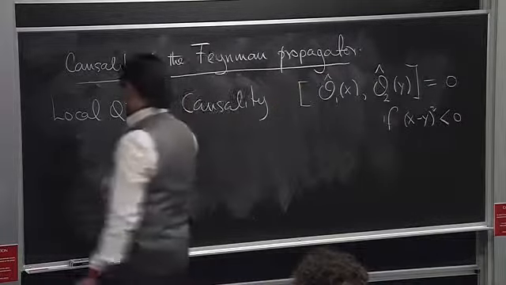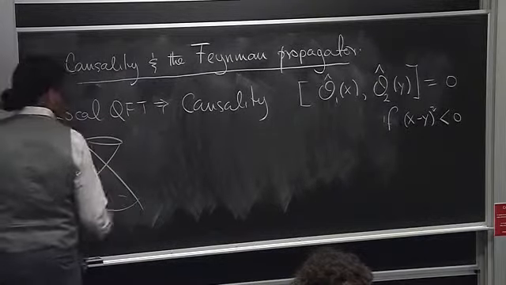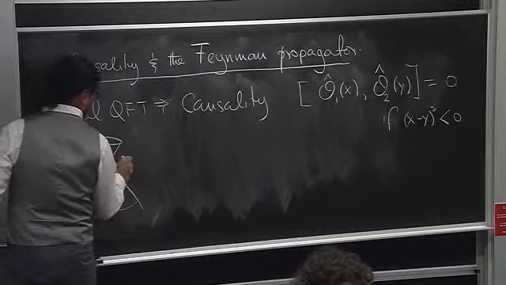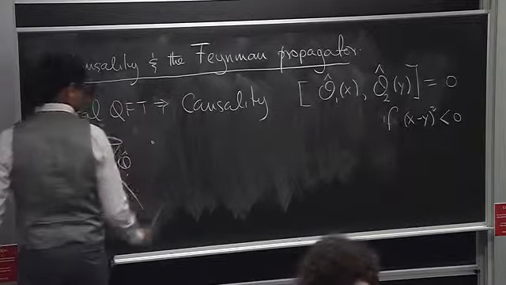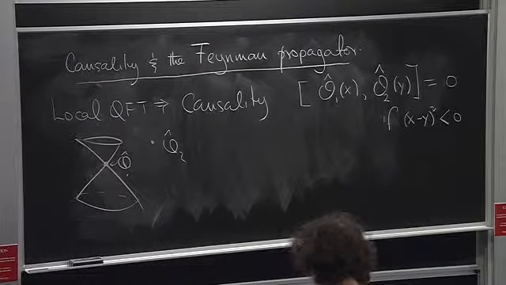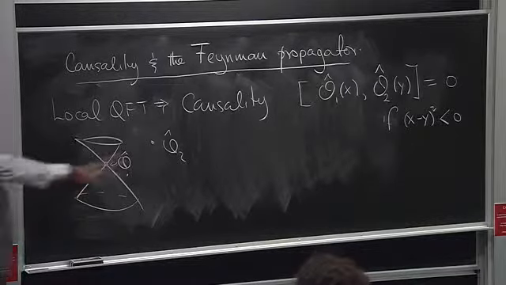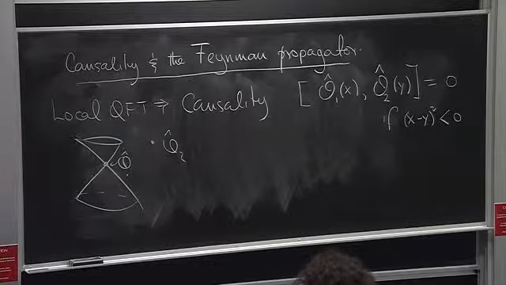Okay, so if this is your space-time, if one of your operators is at this point, O1, and the other operator is outside its light cone, O2, then their commutator must vanish. But if O2 is inside the light cone, then the commutator need not vanish.